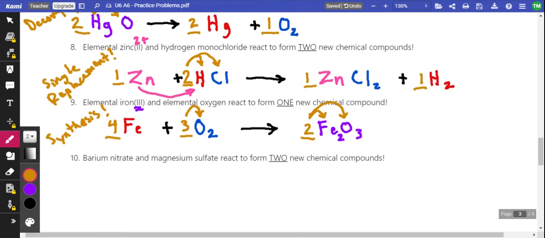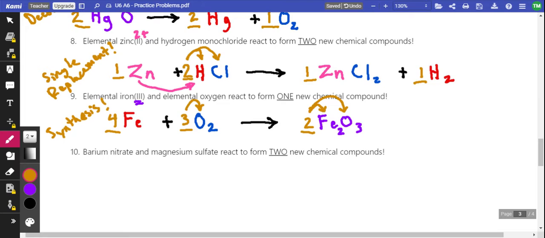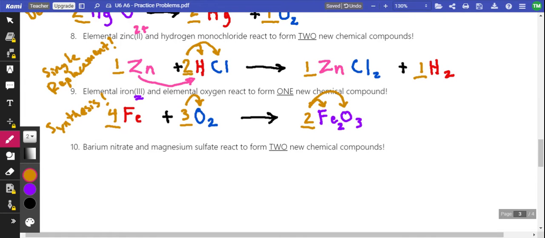All right, let's look at one more example. Barium nitrate and magnesium sulfate react to form 2 new chemical compounds. Okay, so this is going to get a little rough because this has polyatomic ions in it. But do not freak out. As long as you can remember to keep your polyatomic ions together as one thing, do not go divvying them up into other elements. You will be fine.